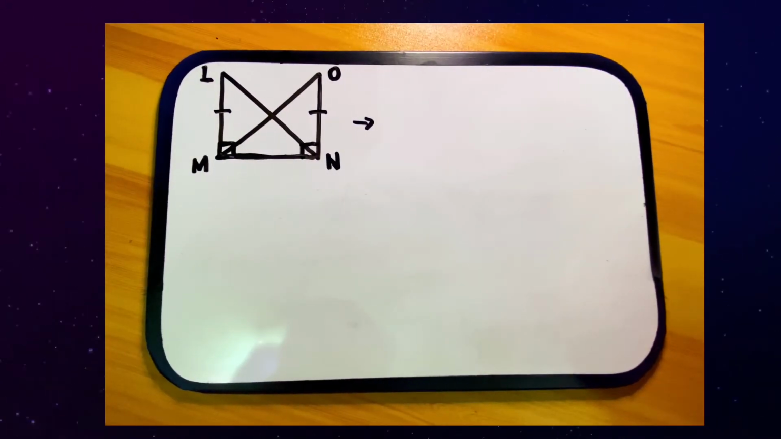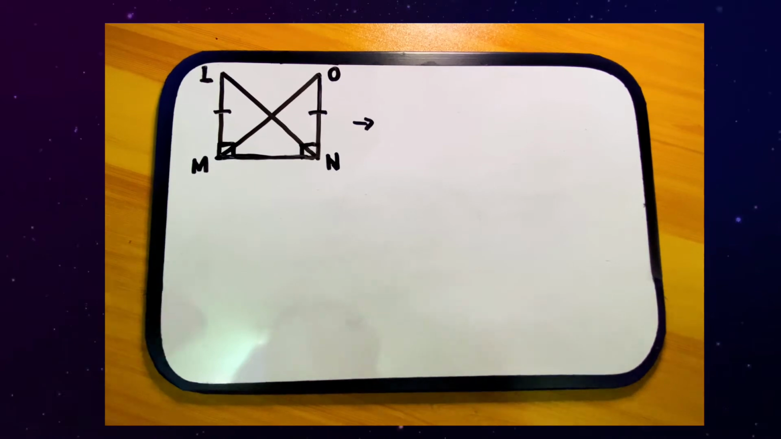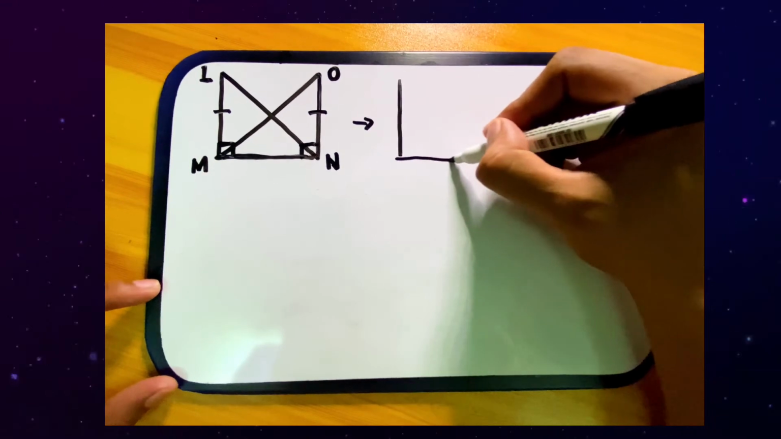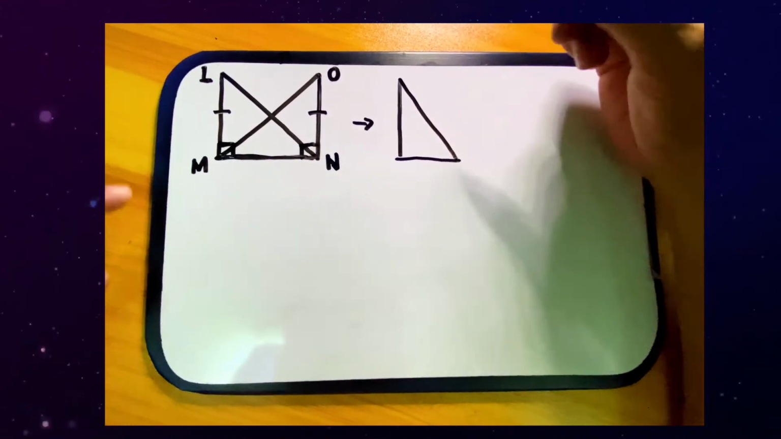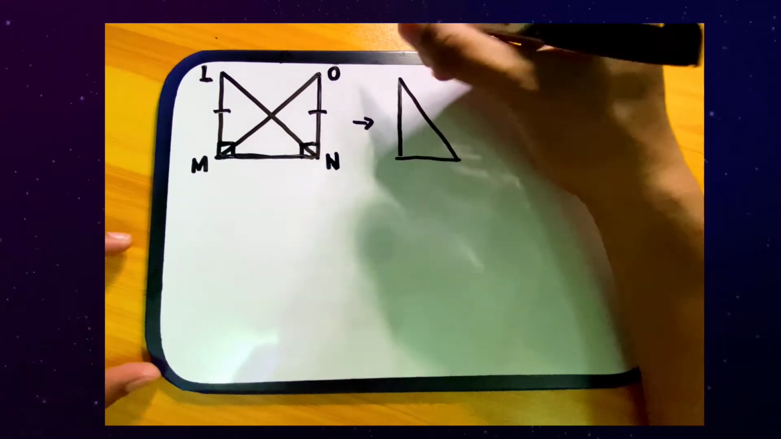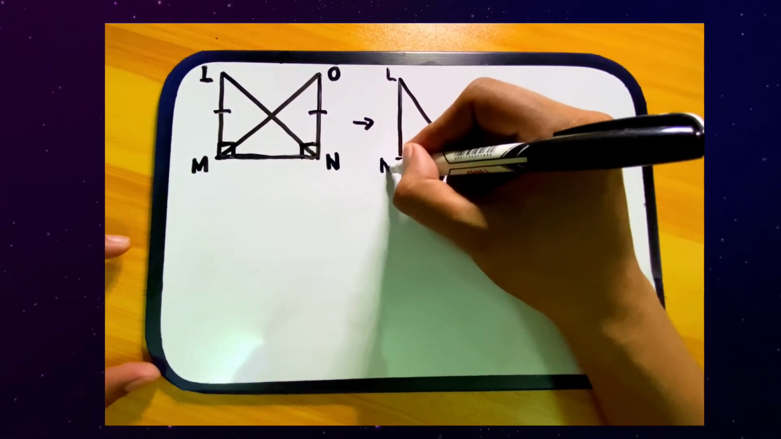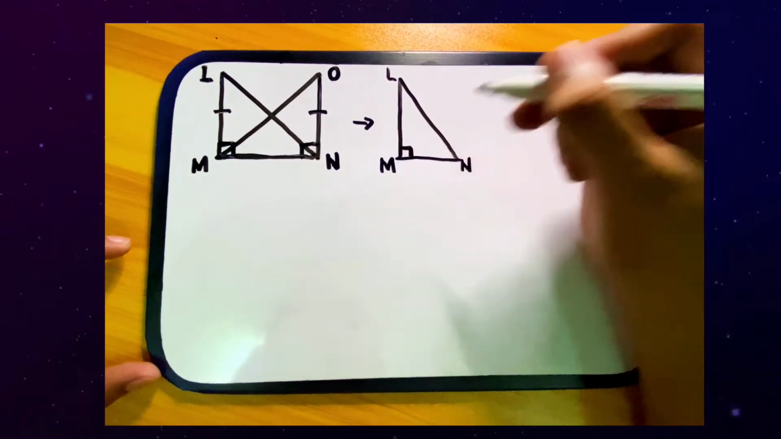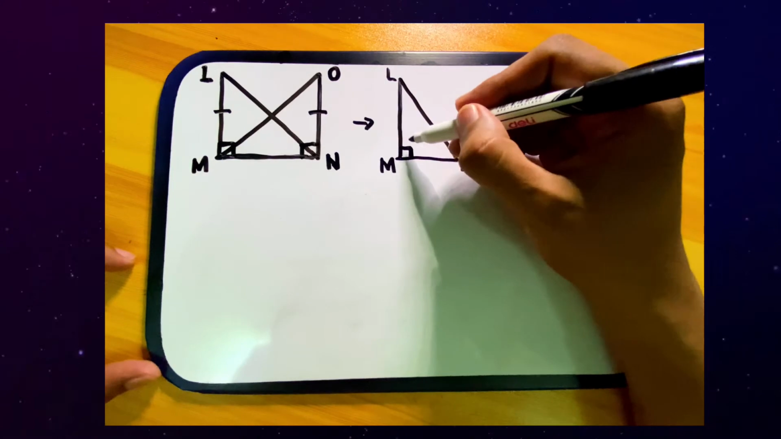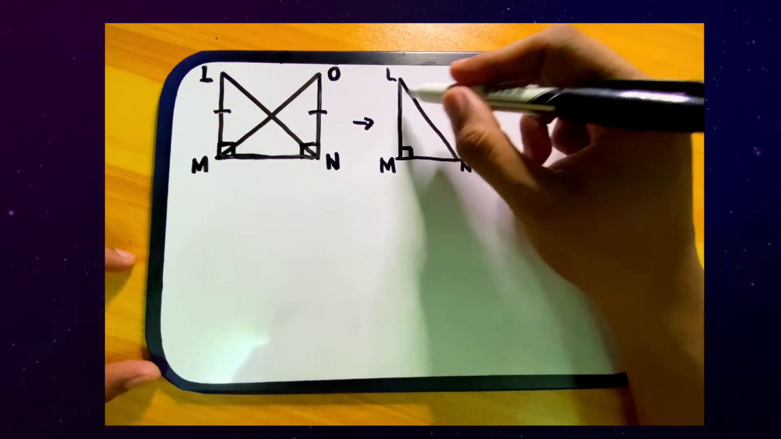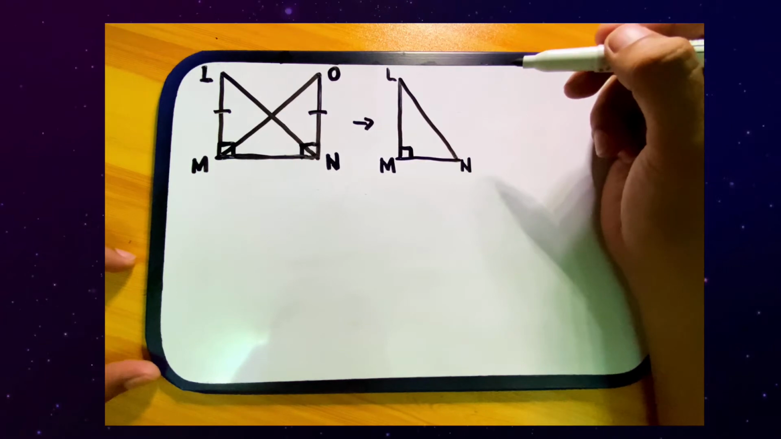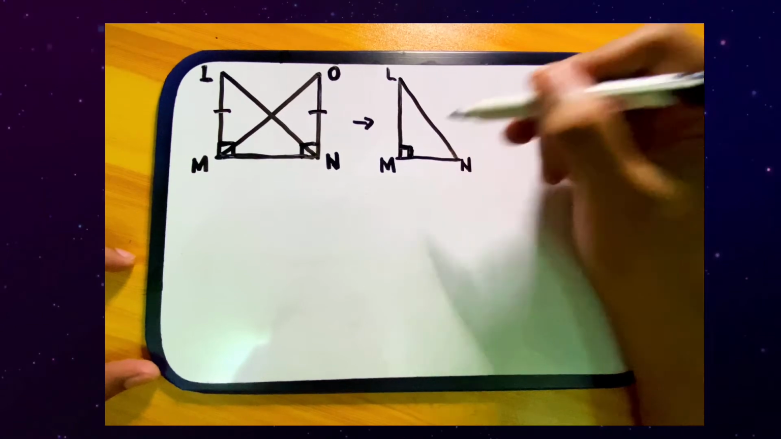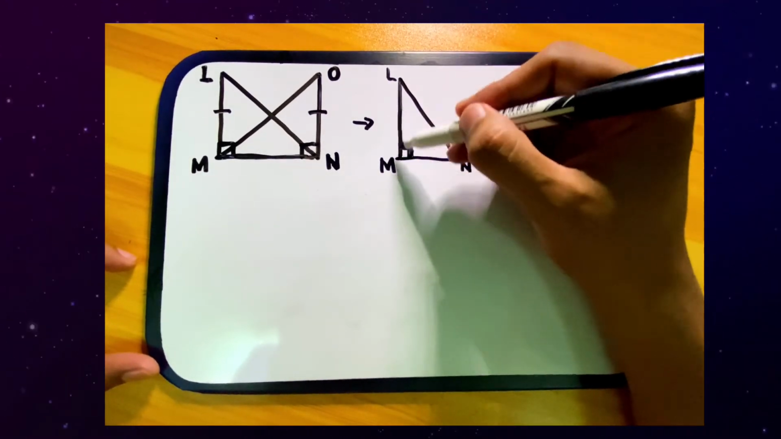Okay, let's go for the third example. So we have this figure. So we have to separate the two triangles. So the first triangle, we have this one, LMN. And we have this kind of symbol. So it represents a right angle. So if we have a right angle, therefore this kind of triangle is called right triangle. Okay, and this measures 90 degrees. So angle M measures 90 degrees. So it simply forms a letter L.